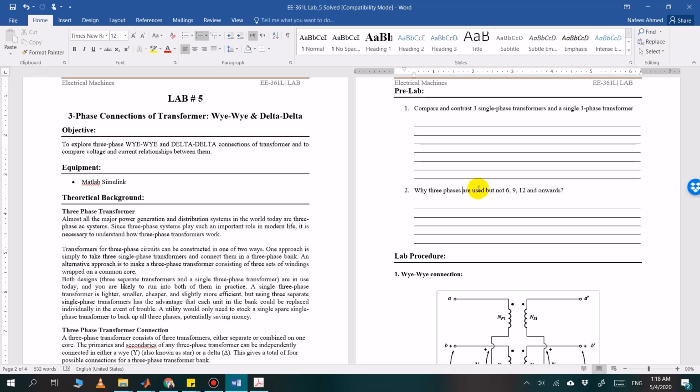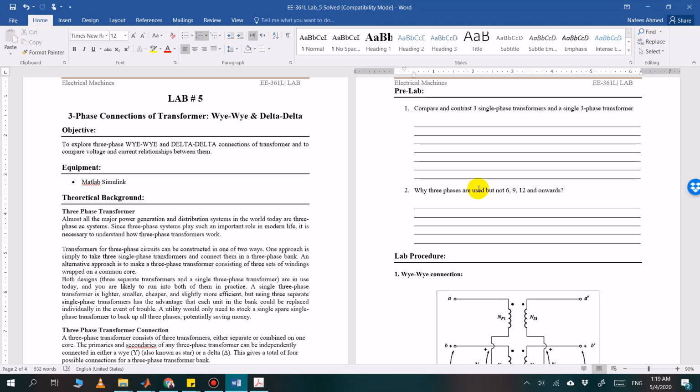If we follow this logic, then it means that 6 phases will give us more power than 3 phases. In the same way, 12 phases will give us more power than 6 phases. So if it's all about more power, then why don't we use 6 phases or 12 phases? Why are we stuck with only 3 phases? So this is an incomplete answer. We get more power in 3 phase, but this is just one reason.